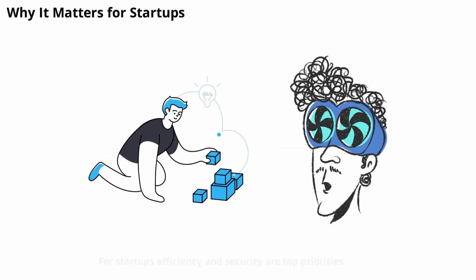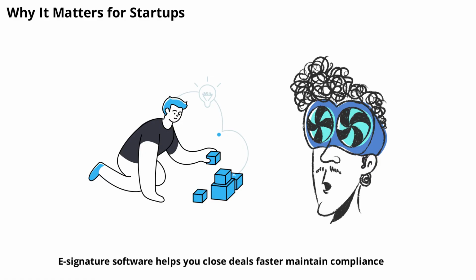For startups, efficiency and security are top priorities. E-signature software helps you close deals faster, maintain compliance, and create a professional impression with clients and partners. It also reduces costs associated with printing, mailing, and storing paper documents. By choosing the right solution, you can automate repetitive tasks and focus on growing your business. Let's move on to the first step in our checklist, identifying your startup's specific needs.